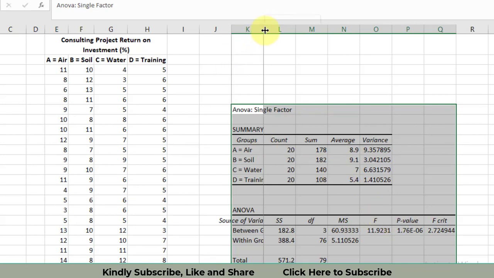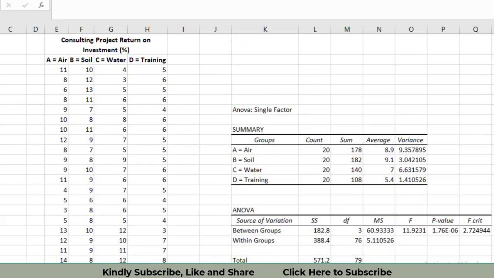So these are the results for the ANOVA. Let's go straight to the p-value. As the p-value is much less than 0.05, almost 0.00, we reject the null hypothesis and say there is a very significant difference among the 4 lines of services. If you have to decide which alternative is giving the maximum rate of return, you can say that soil is giving the maximum rate of return.